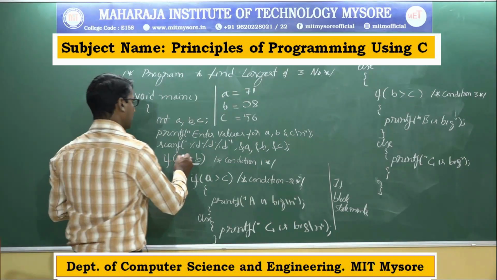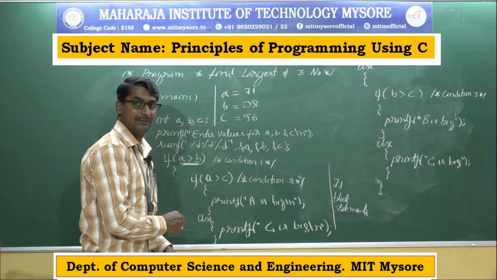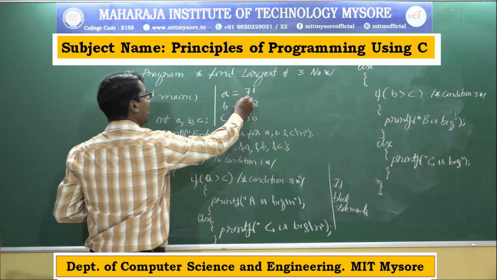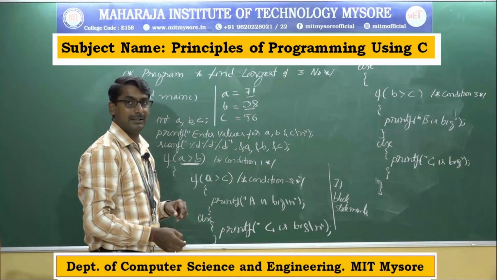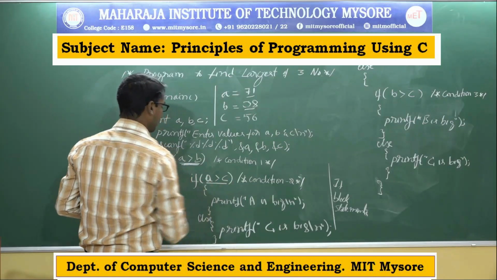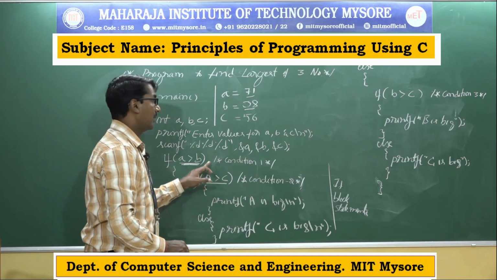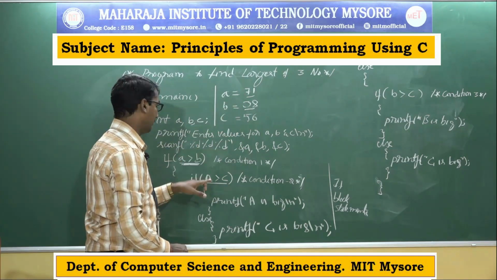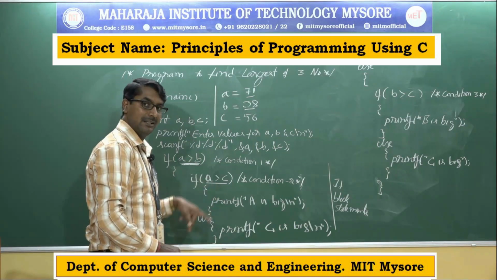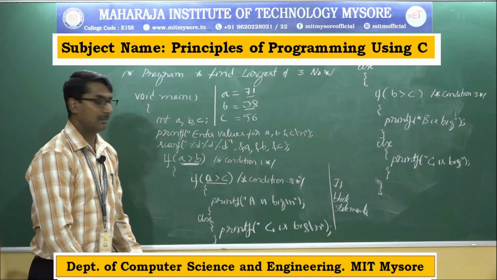Okay. Now, I have A is 71, B is 38 and C is equal to 56. So, first the value 71 greater than 38. The first condition will be verified. 71 greater than 38, here the condition will be satisfied. Next, it will verify the second condition. The second condition is A greater than C. So, A value is 71 and C value is 56. So, 71 greater than 56. Here the condition will be satisfied, then it will print A is big.